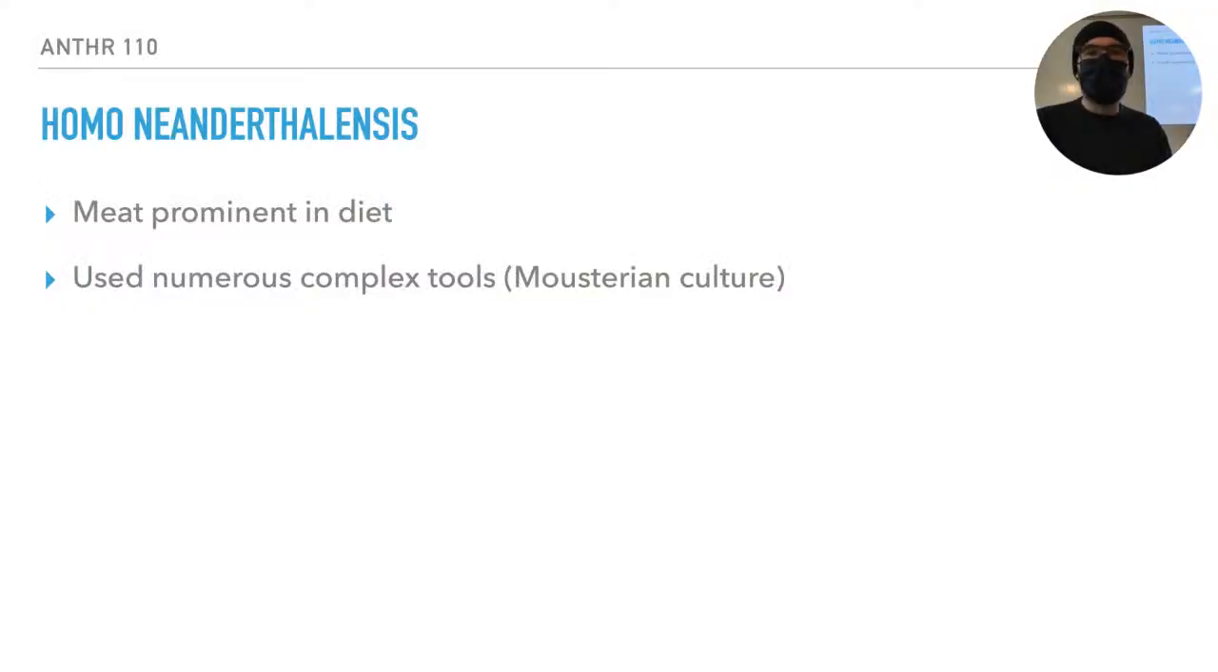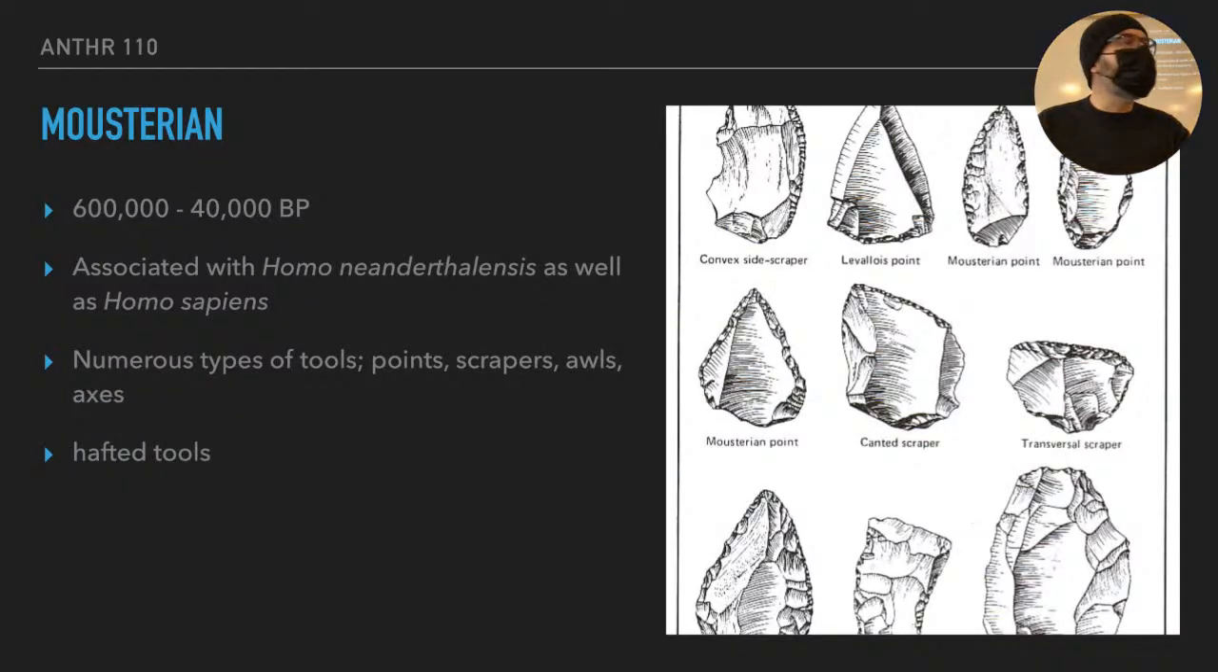You would know, right? They're still a very different kind of creature. We know that they were pretty heavy meat eaters. They probably ate lots of different foods, but we have lots of tools from them. We have lots of different tools associated with Neanderthals, and so this kind of speaks to their intelligence, right?